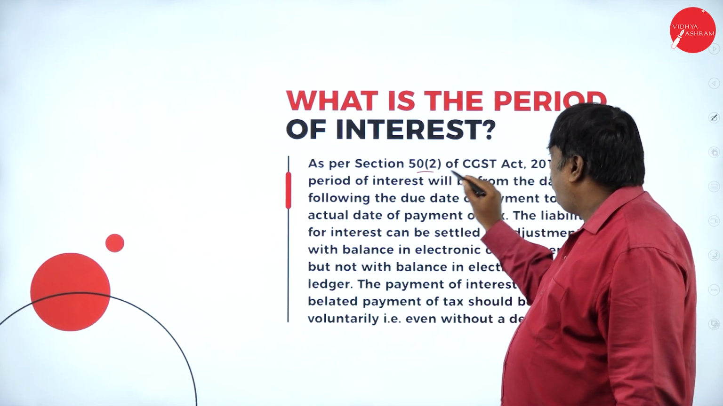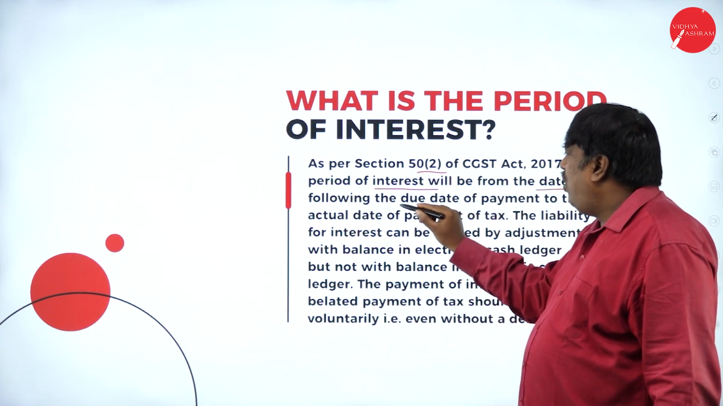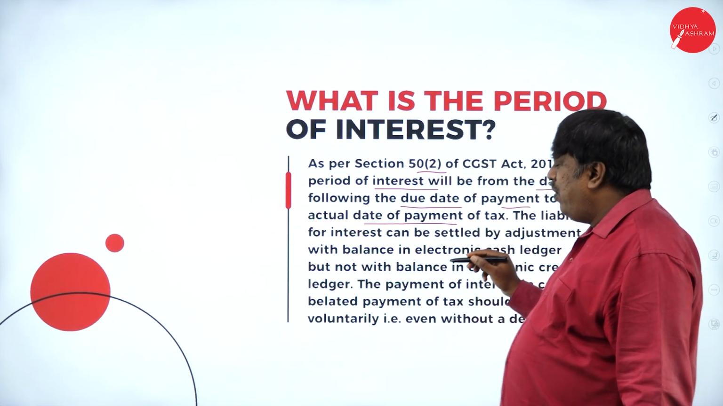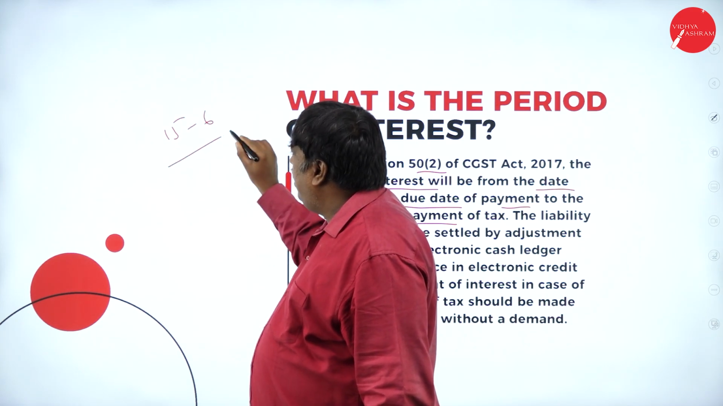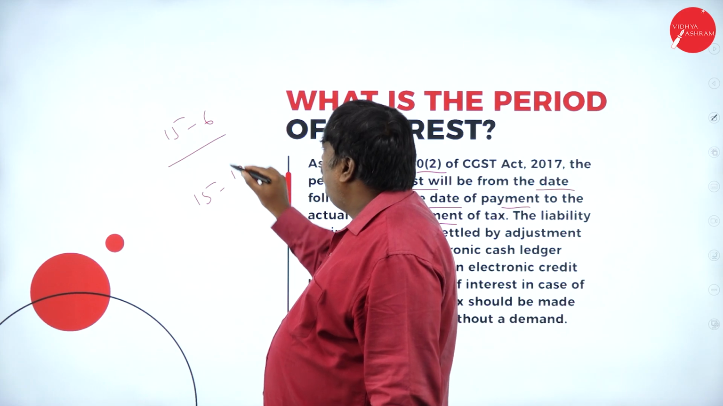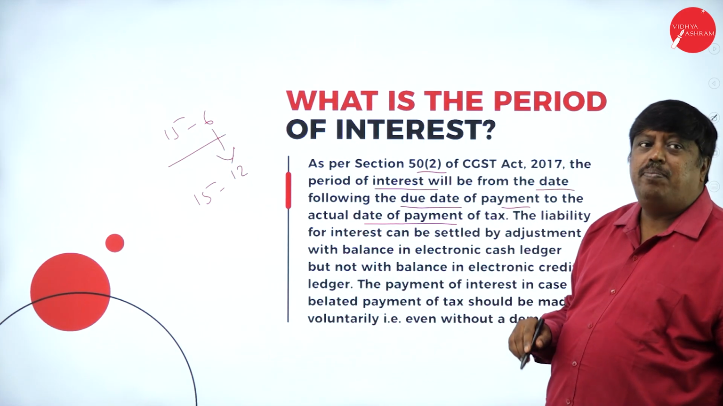Under Section 50 subclause 2, the period of interest will be from the date following the due date of payment to the actual date of payment. For example, my due date was 15th June, but the date I am making the payment is 15th December. So for this period, the interest will be charged at 18% per annum.